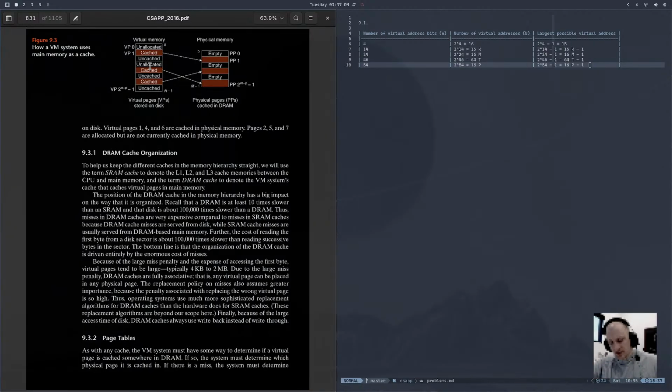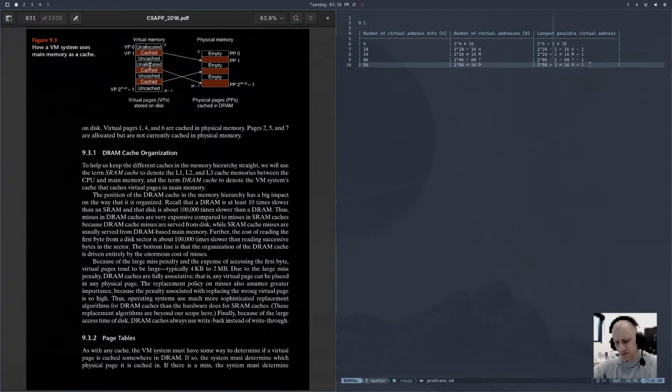The position of the DRAM cache in the memory hierarchy has a big impact on the way that it is organized. Recall that DRAM is at least 10 times slower than an SRAM, and that disk is about 100,000 times slower than DRAM. Thus, misses in DRAM cache are very expensive compared to misses in SRAM caches, because DRAM cache misses are served from disk, while SRAM cache misses are usually served from DRAM-based main memory.